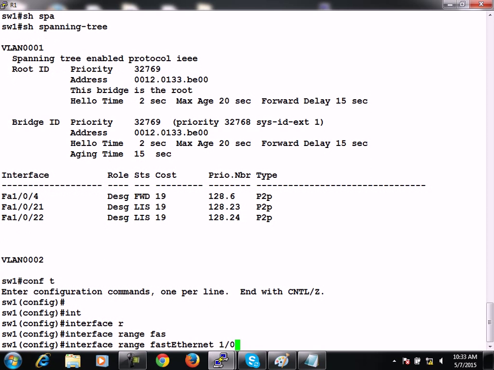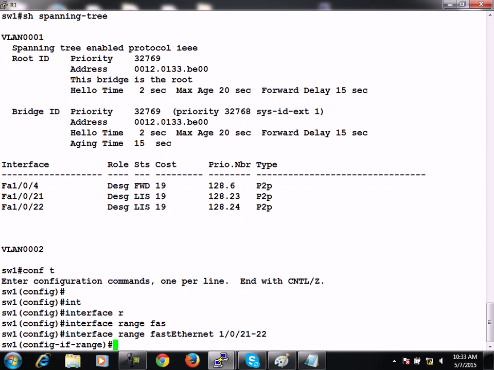Interface range FastEthernet 1/0/21 to 22. So what should I use here? LACP, PAgP or mode on? I think in the previous class we have already configured mode on, right? So today I'm going to configure PAgP now. Fine.